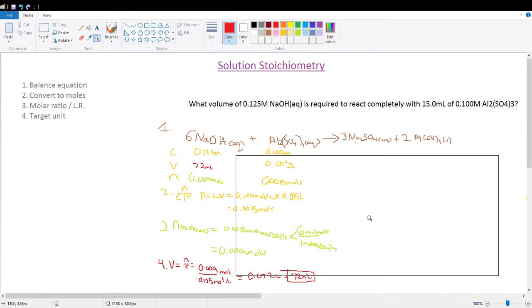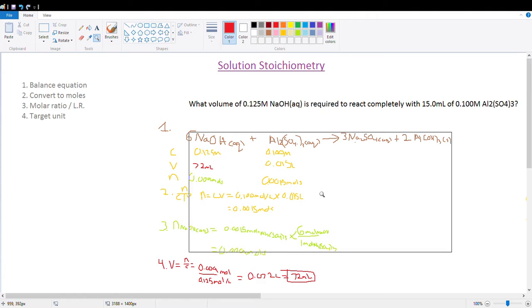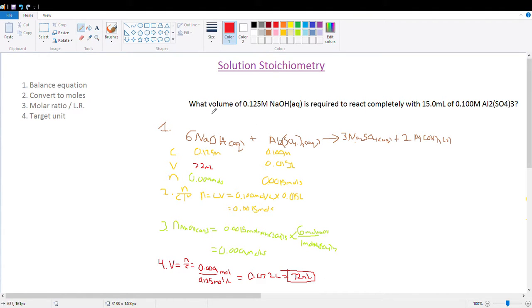Hey, today I'm going to teach you about solution stoichiometry. What stoichiometry basically is, in general, is just a relationship between the relative quantities of substances in a reaction. It can be between the reactants, or between the products, or interchangeably between the reactants and the products.